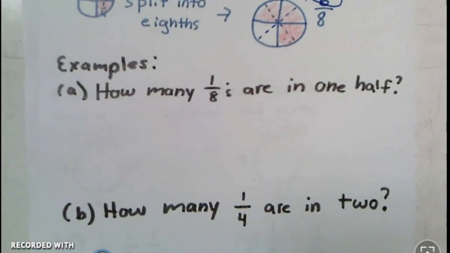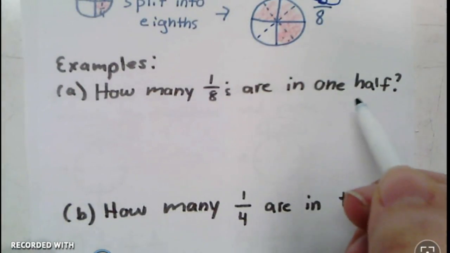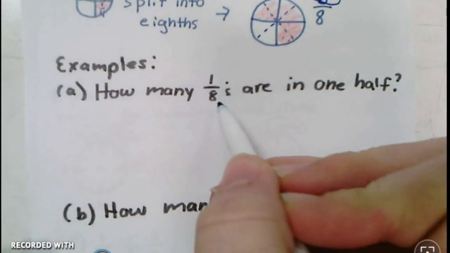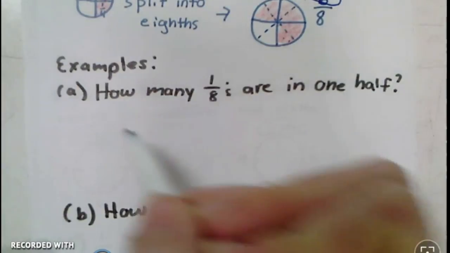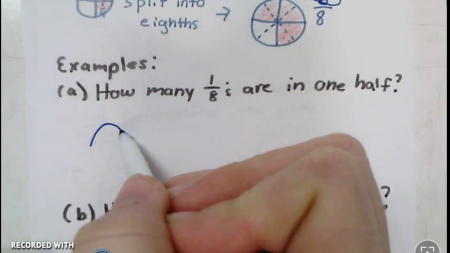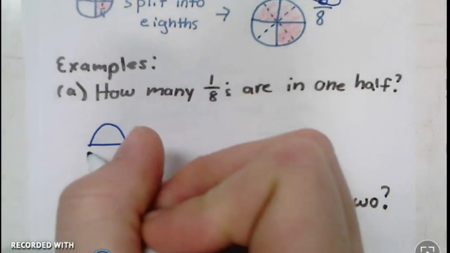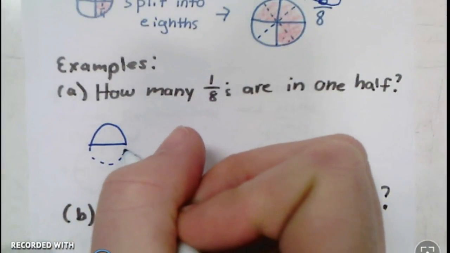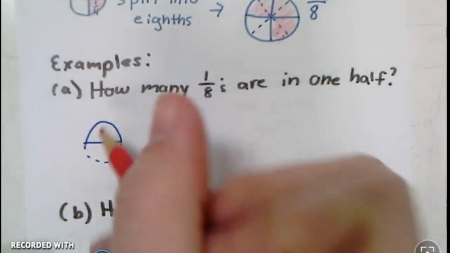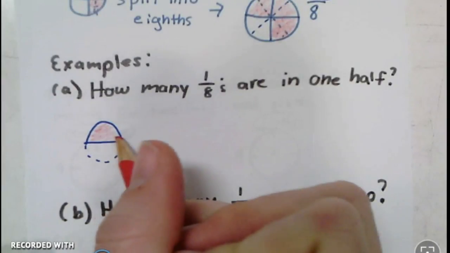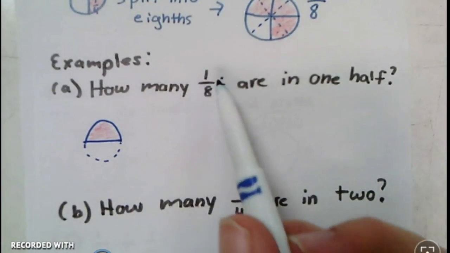How many 1/8 are in 1/2? So that's the same thing as saying 1/2 divided by 1/8, okay? So what we want to do is first start by drawing half. There's our half, okay? And I'm going to continue my circle around just so we can really see how this works. Or if you want to draw a full circle and then just shade it, that's okay too.